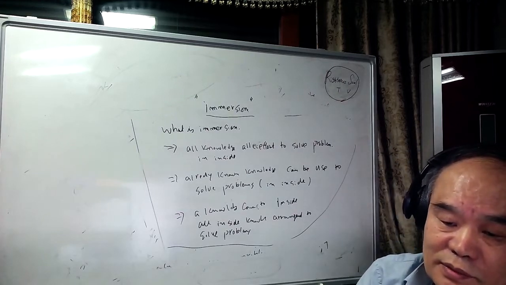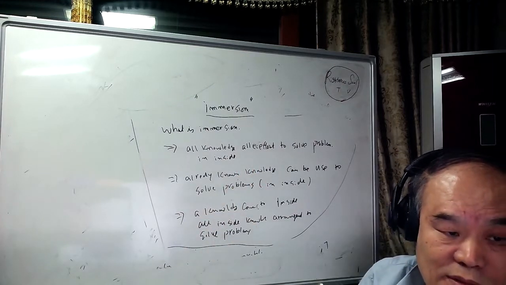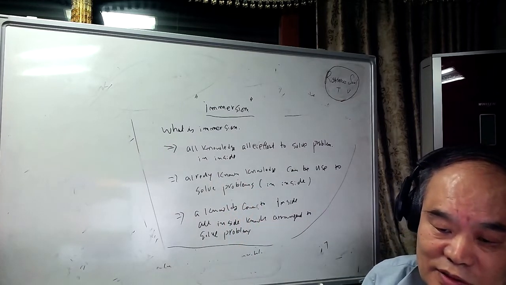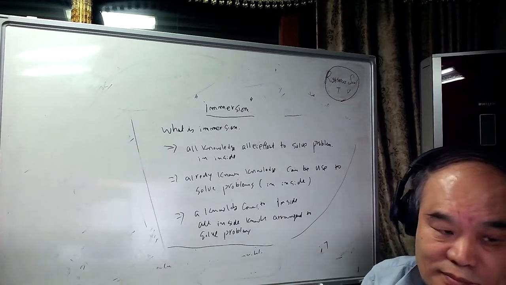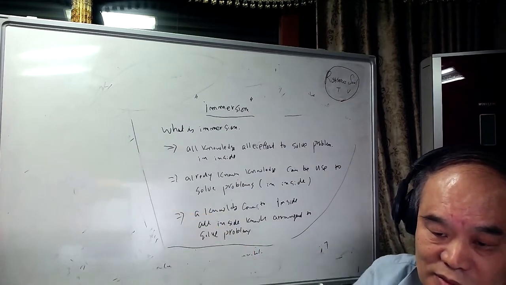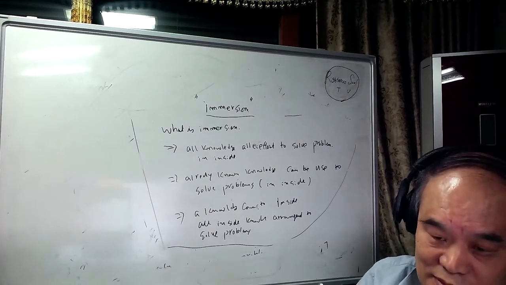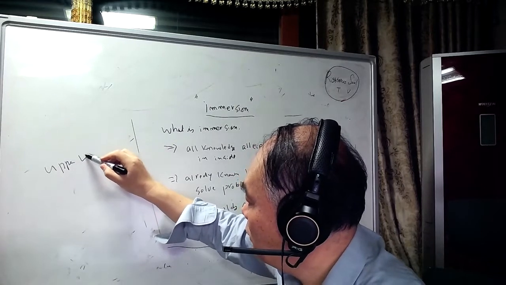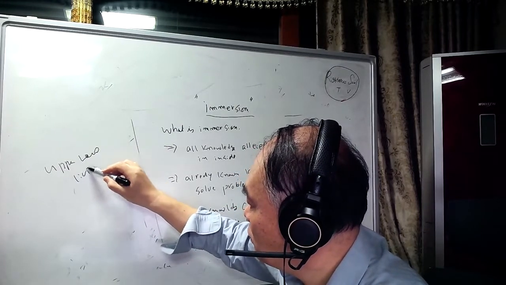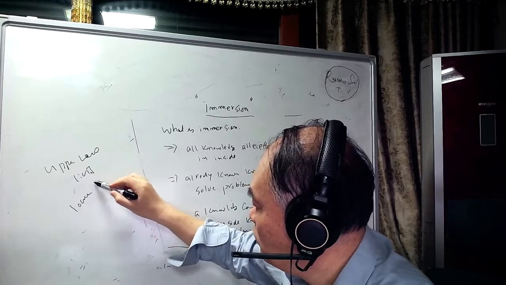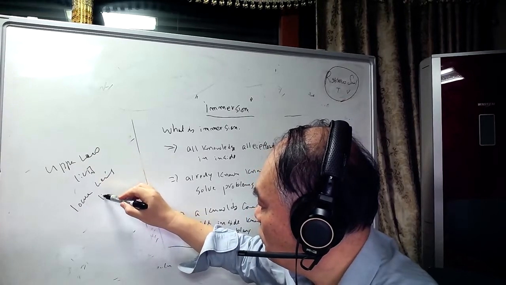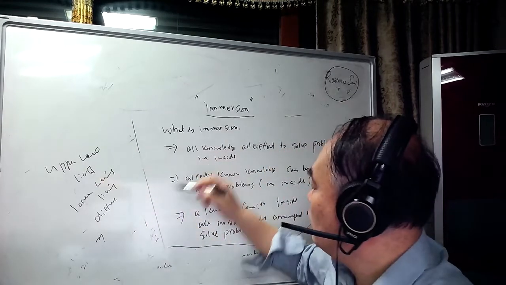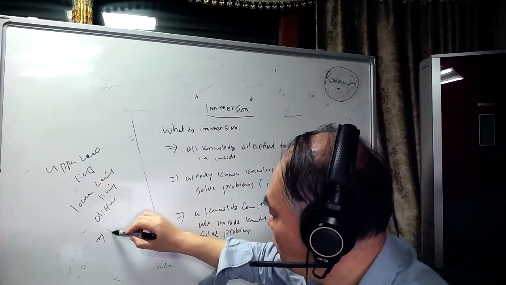If one can do immersion versus not doing immersion, the difference, directly saying, decides whether one is at an upper level of living or a lower level of living. The difference between upper level living and lower level living is whether one can do immersion.